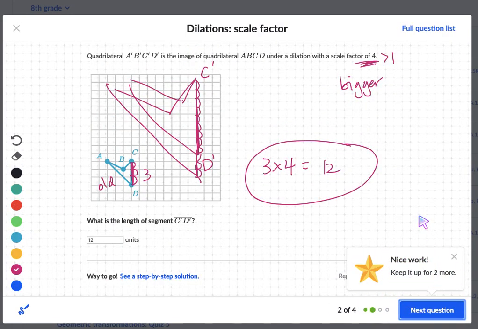Okay? Let me know if you have any questions as you work on these problems, but remember, scale factor is telling you your directions, so multiply away.